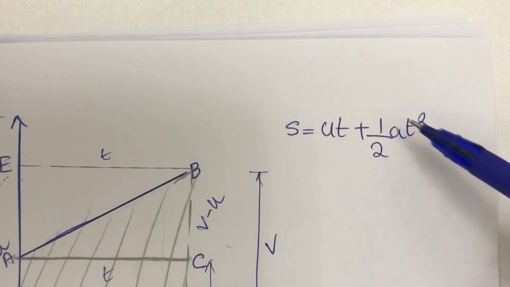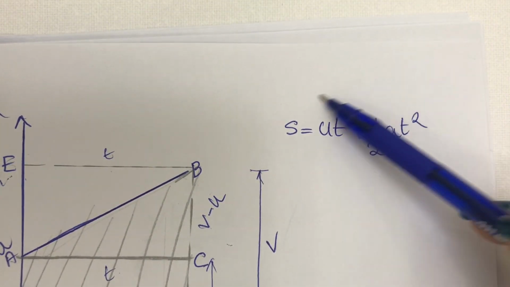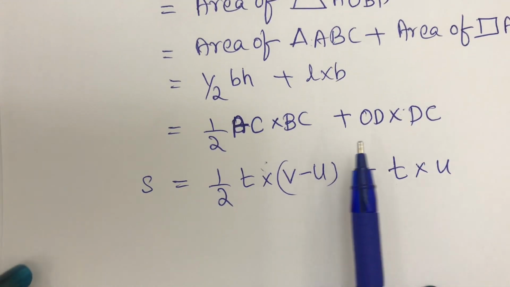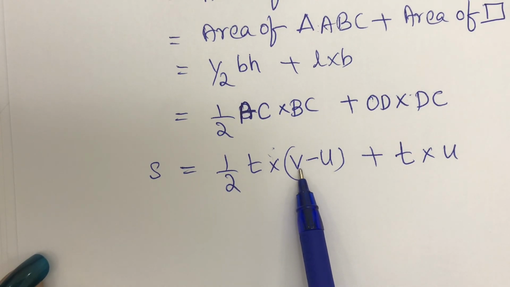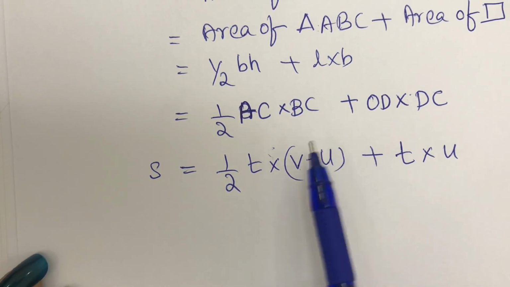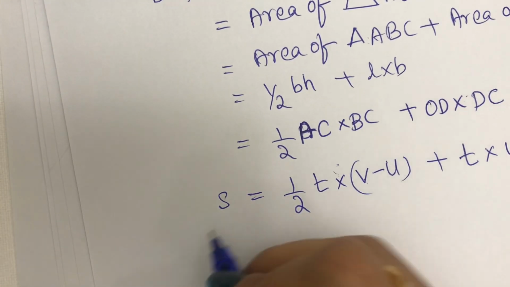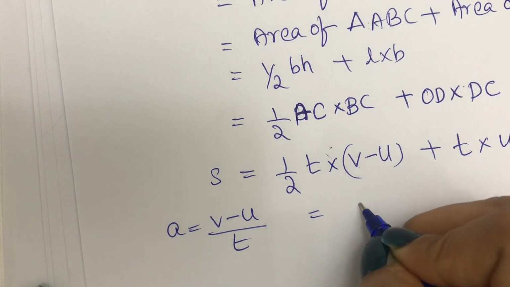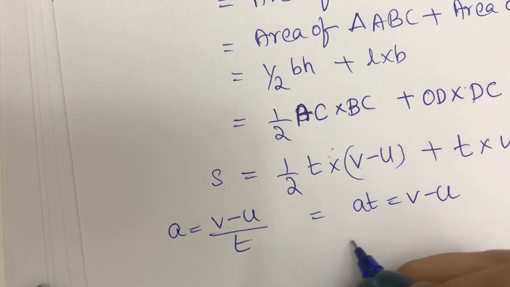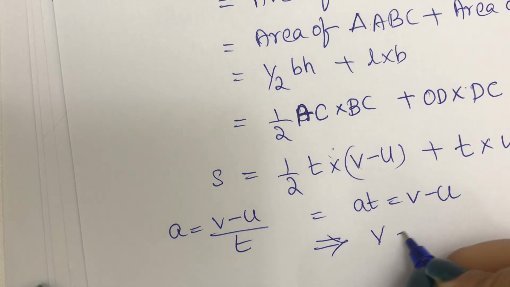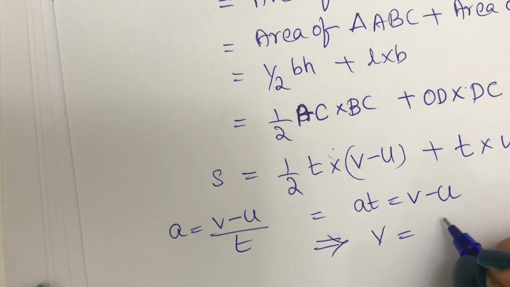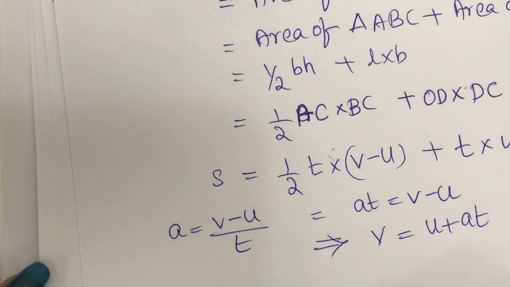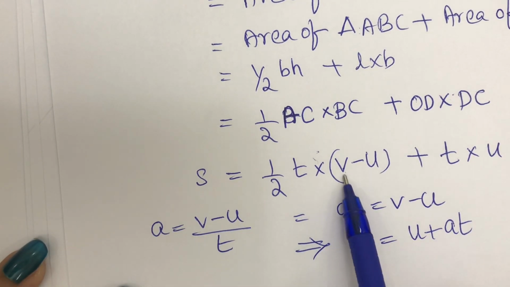And you know that in this second equation of motion, we don't have the final velocity. Only A is here. So we have to replace V, so that V is not there and only A will be there. So how much is acceleration? A is equal to V minus U by T. So AT is equal to V minus U, and therefore, what is V? V is equal to U plus AT, right? So that we will substitute here in this V.